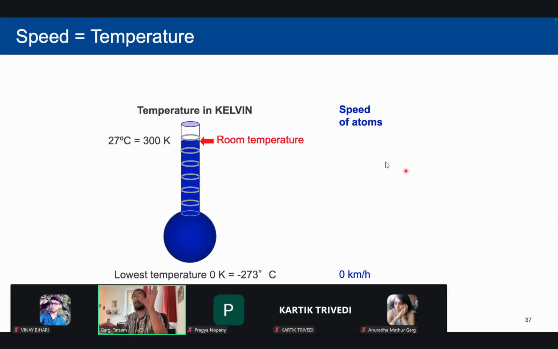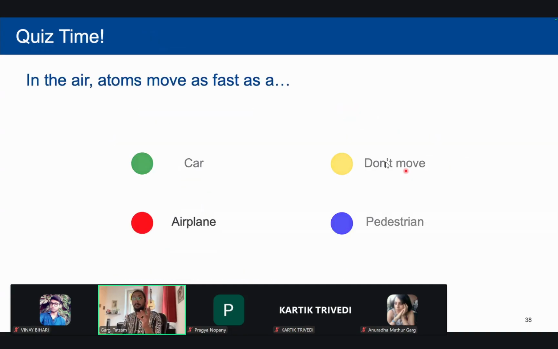At room temperature, 300 Kelvin, 27 degrees Celsius, atoms have a speed of about 1200 kilometers per hour. This is as fast as an airplane, indeed. Yeah. So this is really, really fast, right? So the answer to our question was an airplane.